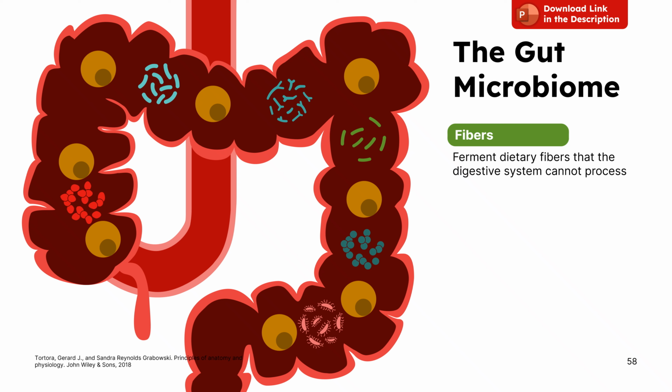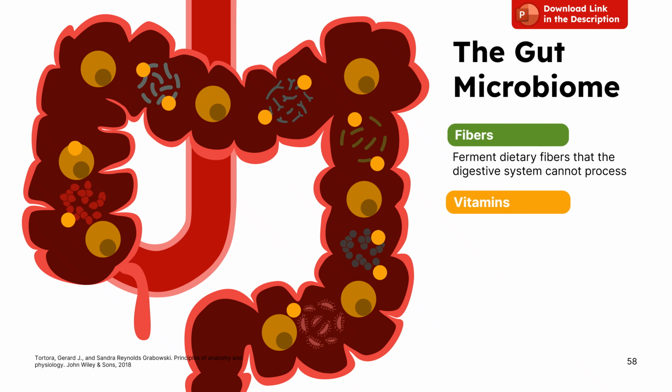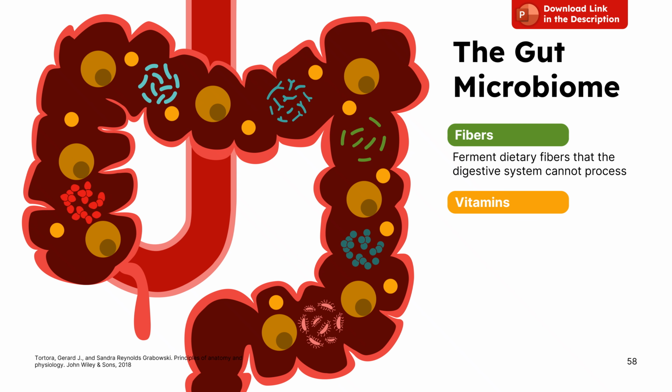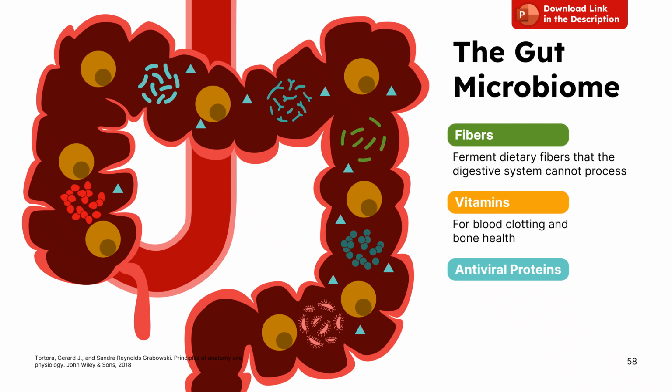Additionally, certain gut bacteria are responsible for the synthesis of vitamin K, an essential nutrient for blood clotting and bone health. The microbiome also plays a critical role in immune system support by synthesizing antiviral proteins and encouraging the production of immune cells that help protect against pathogens.